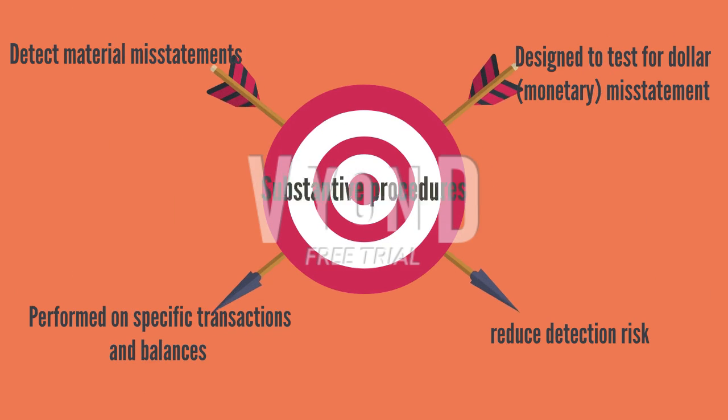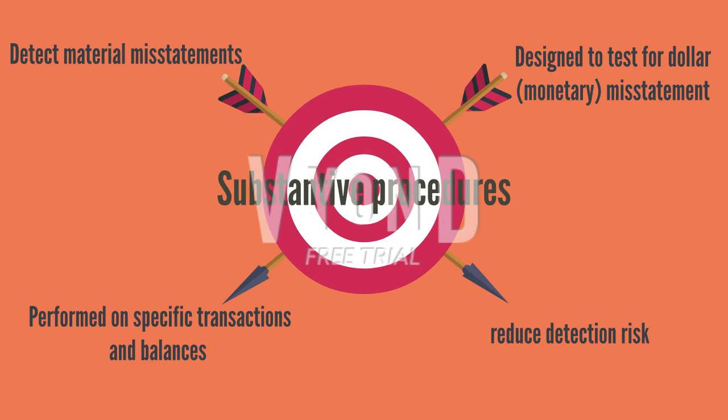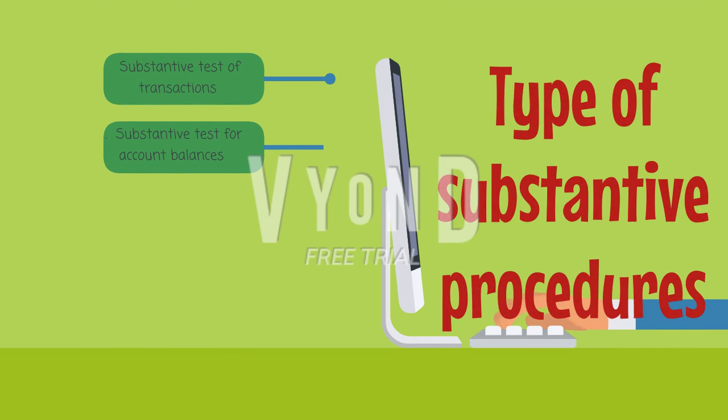Substantive procedures. Procedures to detect material misstatements in account balances, classes of transactions and disclosures, designed to test for dollar monetary misstatement and reduce detection risk. There are 3 types of substantive procedures.